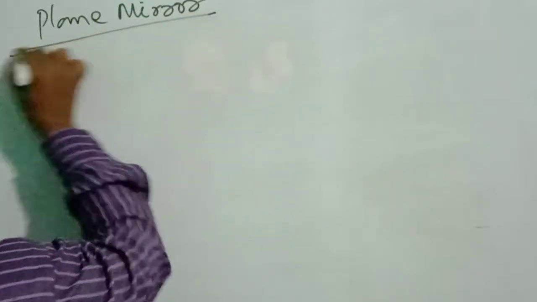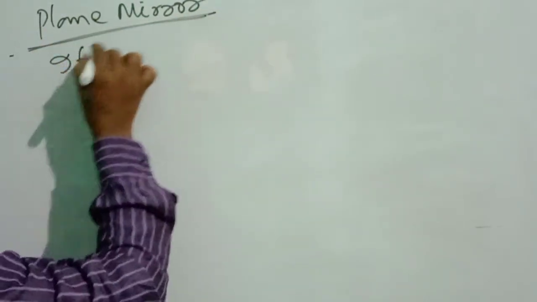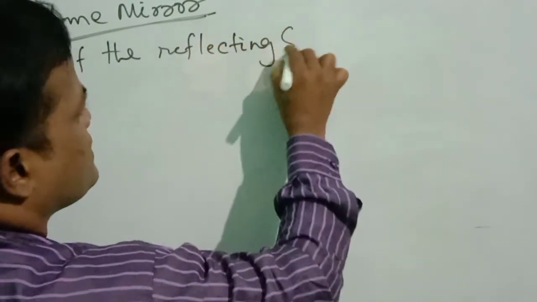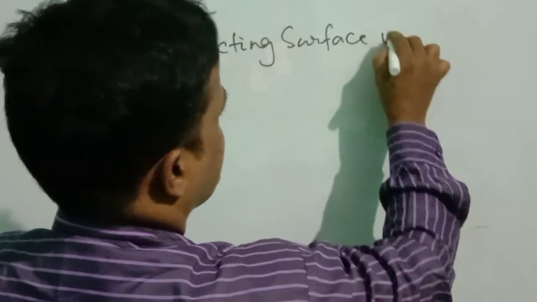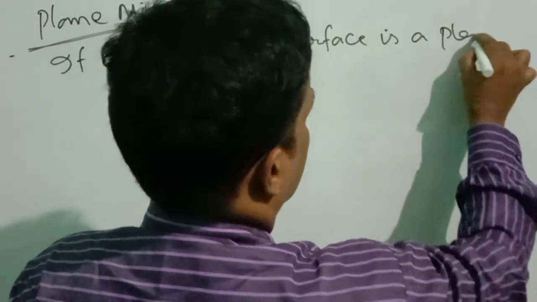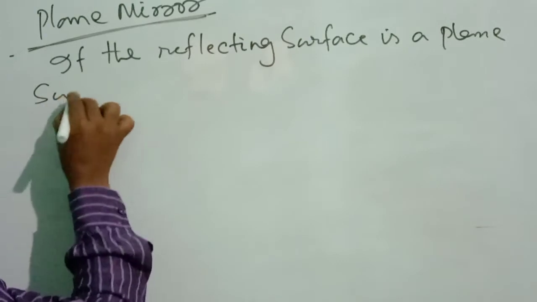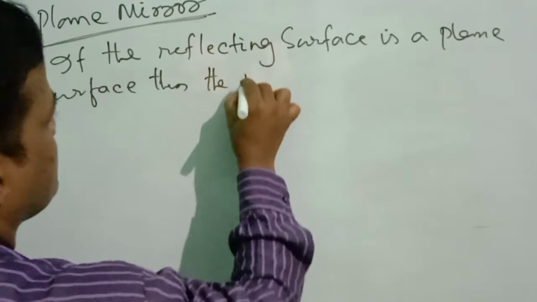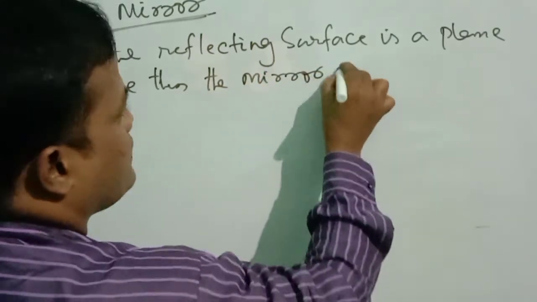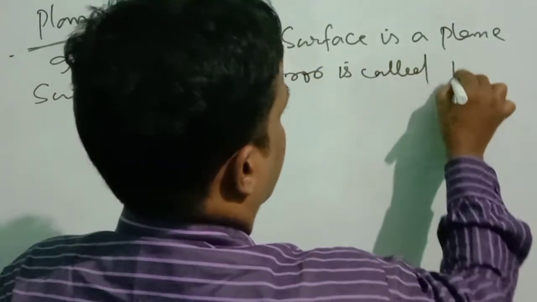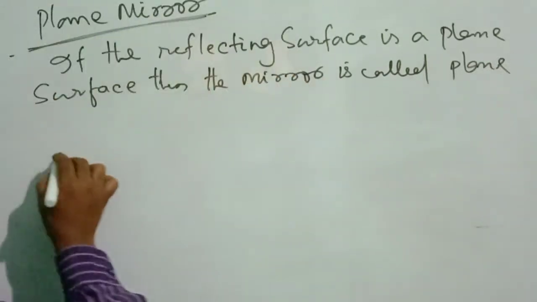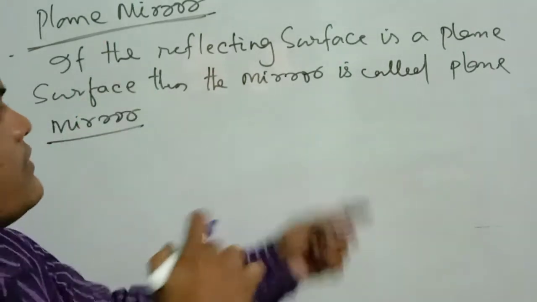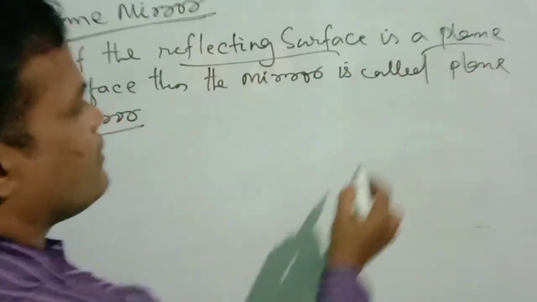Plane mirror, friends, we are talking about the plane mirror. If the reflecting surface is a plane surface, then the mirror is called a plane mirror. If the reflecting surface is plane, then this mirror is called a plane mirror.